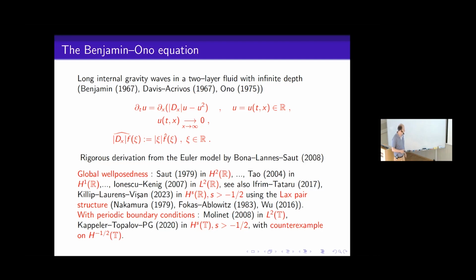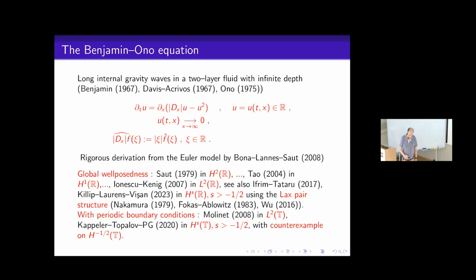The nice result by Luc Molinet was about well-posedness in L2, and then you have the optimal result by Thomas Kappeler, Peter Topalov, and myself in 2020, proving there is no well-posedness in H^{-1/2}, but well-posedness in H^s for every s bigger than -1/2. Okay, so this is the general landscape of well-posedness. I'm not going to talk about it.